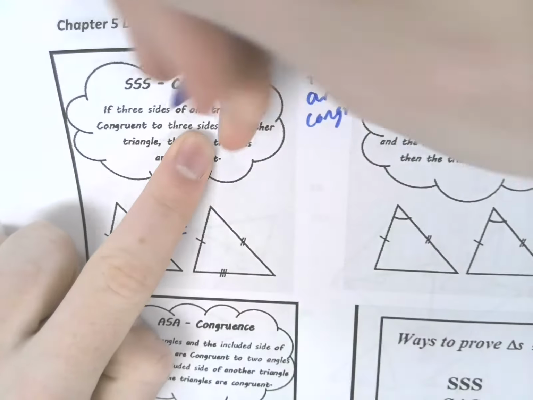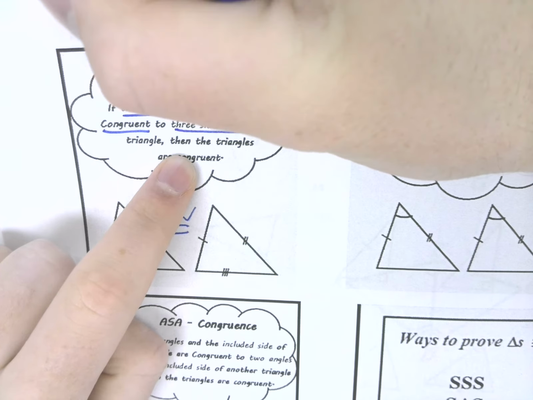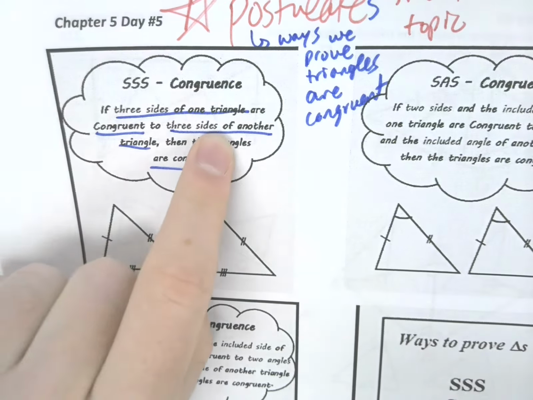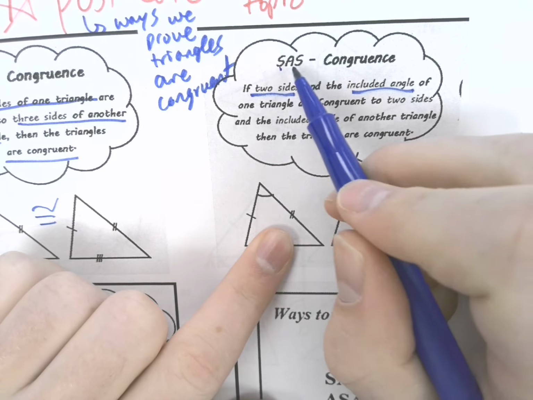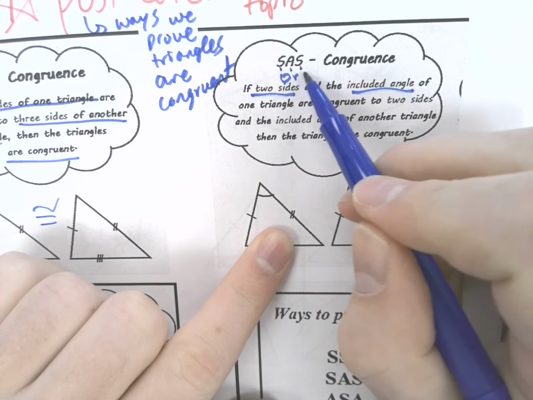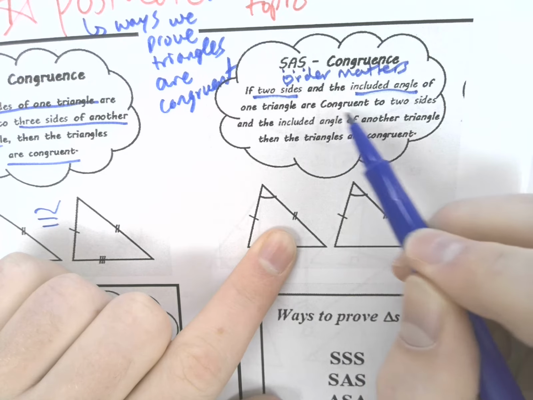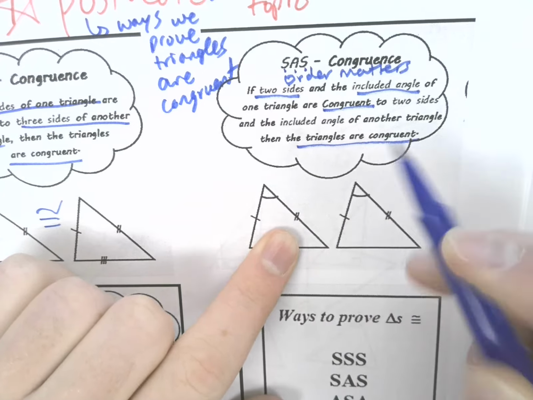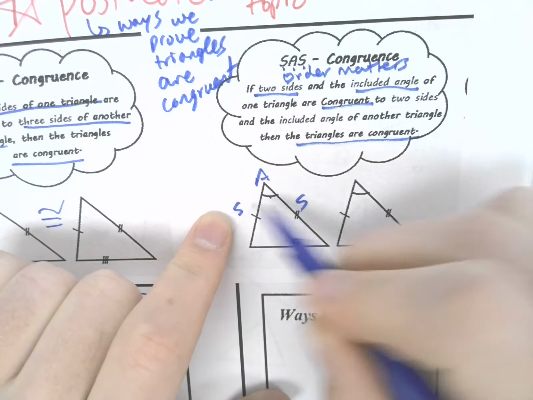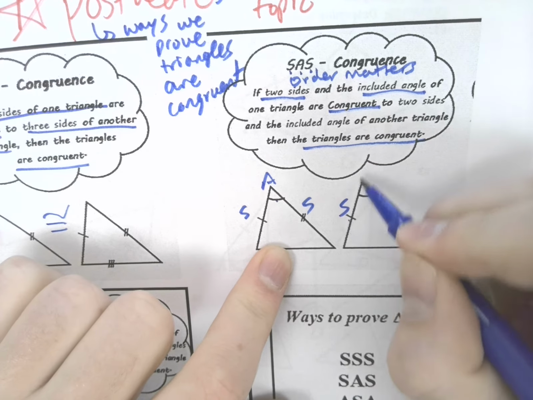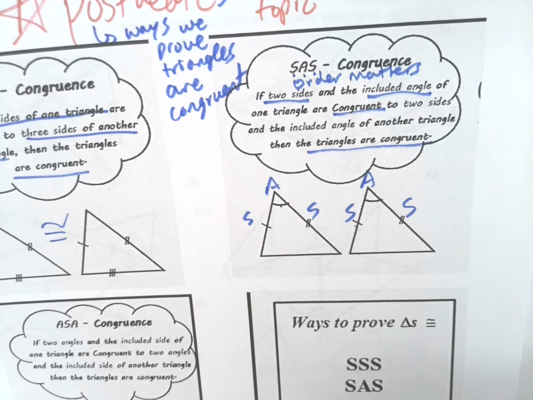If three sides of one triangle are congruent to three sides of another triangle, then they are congruent. If two sides and the included angle, side, angle, side, in that order, remember, order matters, are congruent, then the triangles are congruent. Side, angle, side. SAS, a little sassy. That's what we're talking about right there.